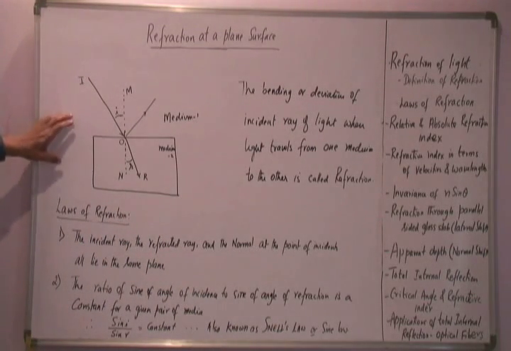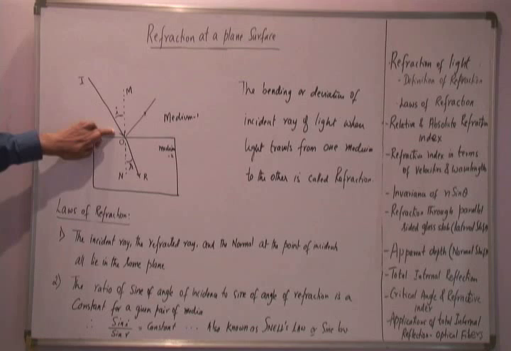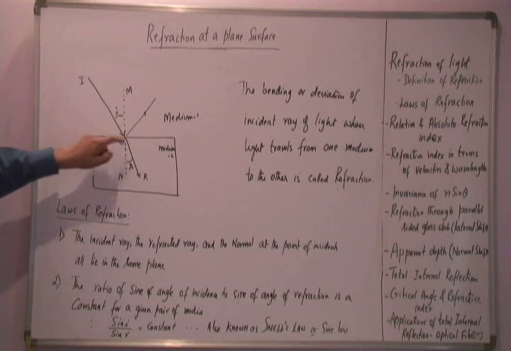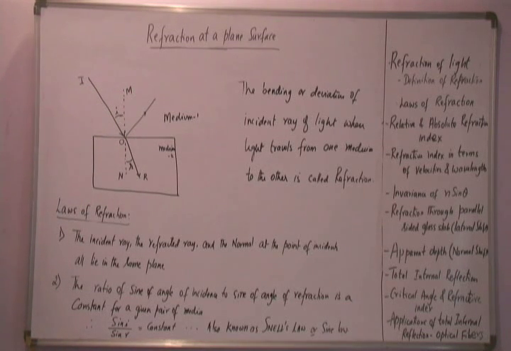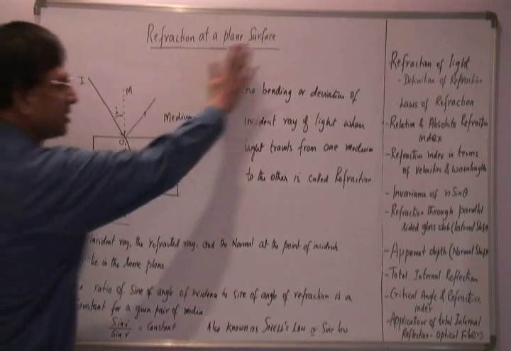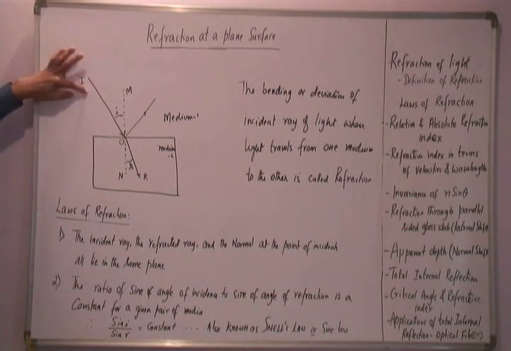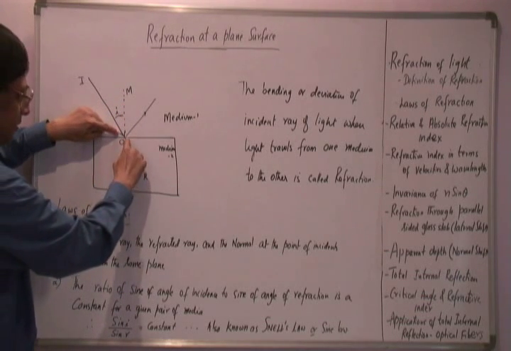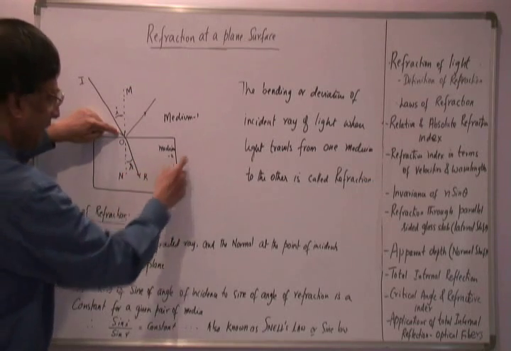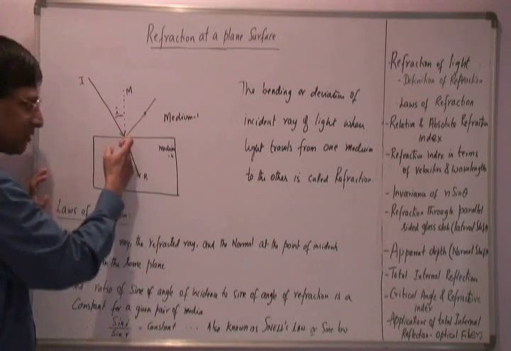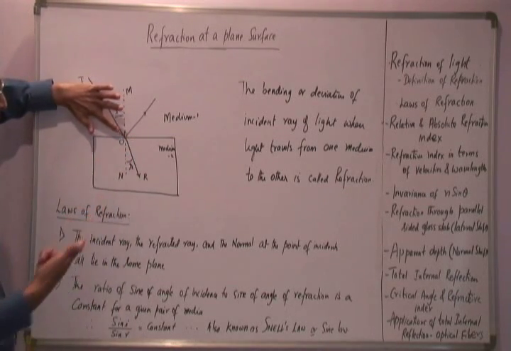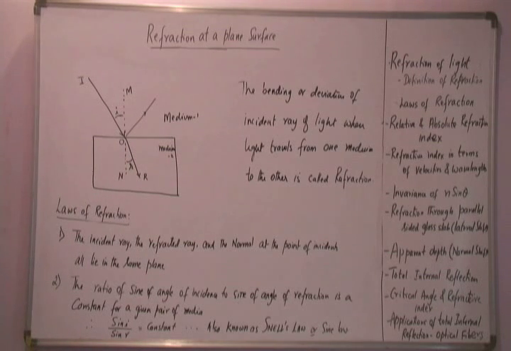So let me recap this again quickly. The first law of refraction says that the incident ray, the refracted ray and the normal at the point of incidence all lie in the same plane. What it means is, if I consider this board as the plane, then if this incident ray lies here, and this normal is lying here, this refracted ray has to be on the plane of this board. I cannot have this incident ray here and the refracted ray coming out in this direction. That is not permissible as per the law.